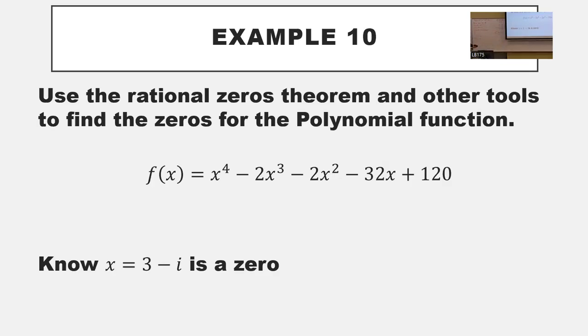All right. Now, let me show you how to do this type of problem. We actually don't need to use the Rational Zeros Theorem, although it says that in the directions. Let's find the zeros for this polynomial function. So now we know how to do the rational zeros theorem. We've done that a number of times. If we wanted to try a rational zeros theorem on this, that'd be fine too. It's just there's a lot of factors of 120.